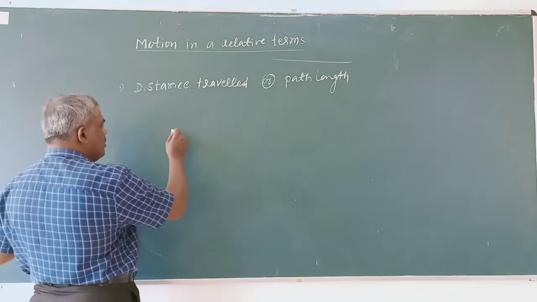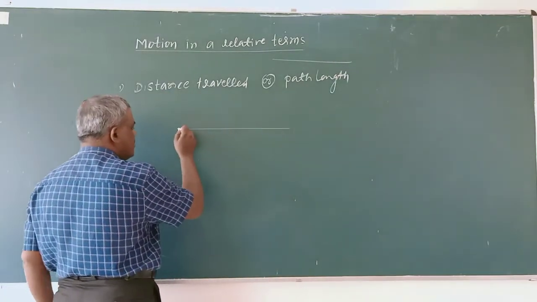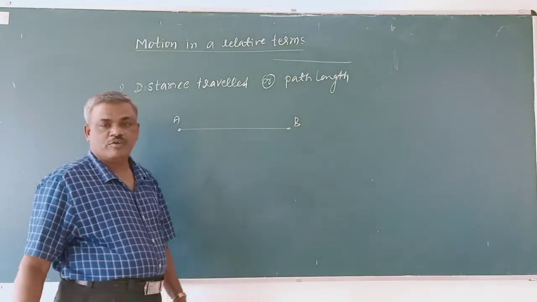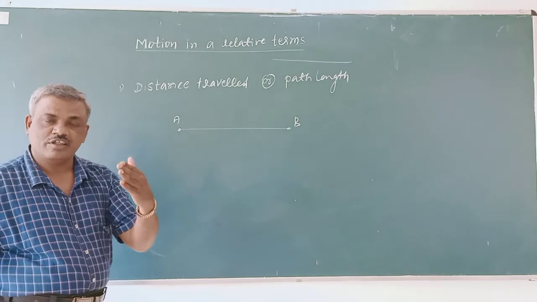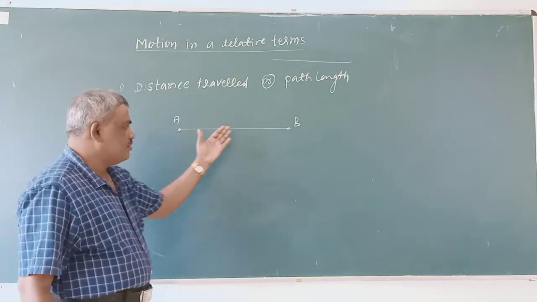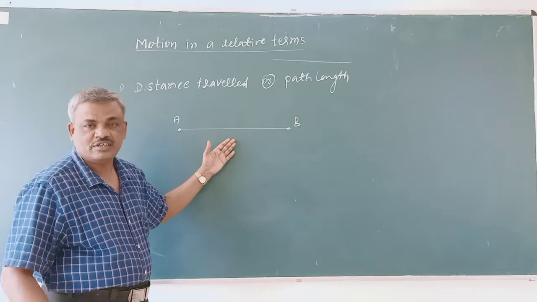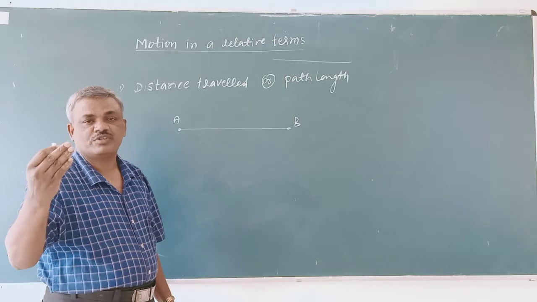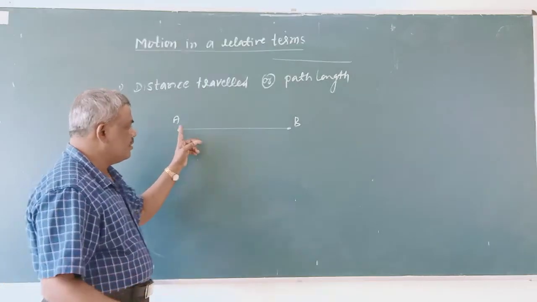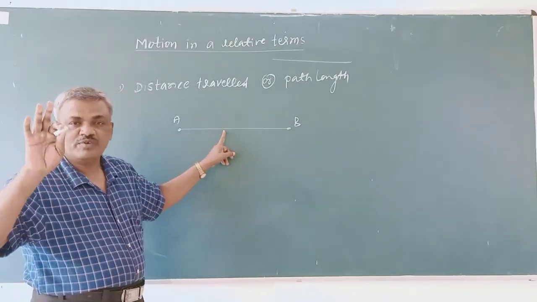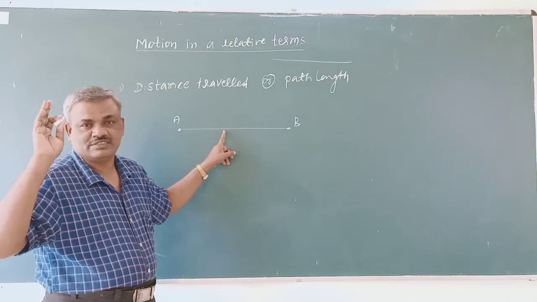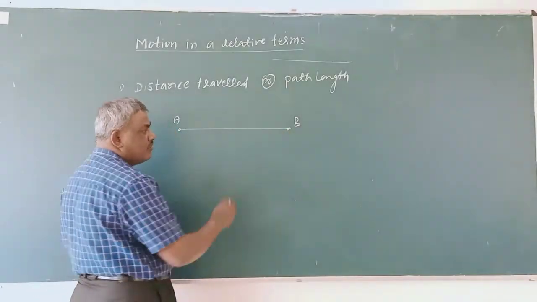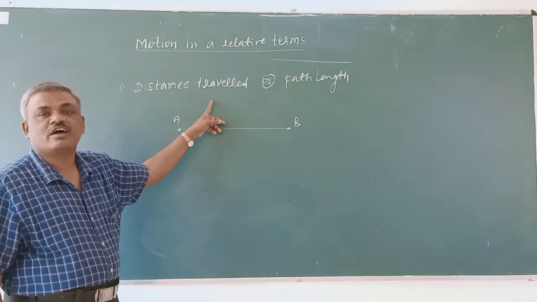So, distance traveled. Now there are two points. Here A is one point, B is another point. When a body, object, car or any vehicle moves from A to B, covering a distance in time t seconds. Motion means the body changes its position with time. So A and B are two fixed points or places. The length of the actual path traveled by the body is called the distance traveled.